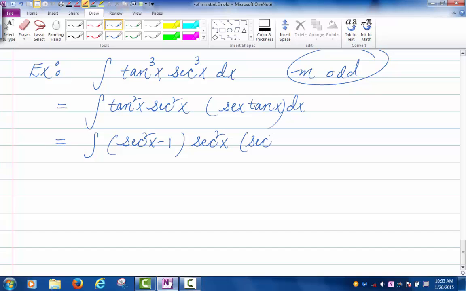So if you have the trig identities memorized very well, then it's going to be easy to do these problems. Remember, secant squared is 1 plus tangent squared, so tangent squared would be secant squared minus 1. And now you make a substitution, u equals secant x, and then du would be secant x tangent x dx.